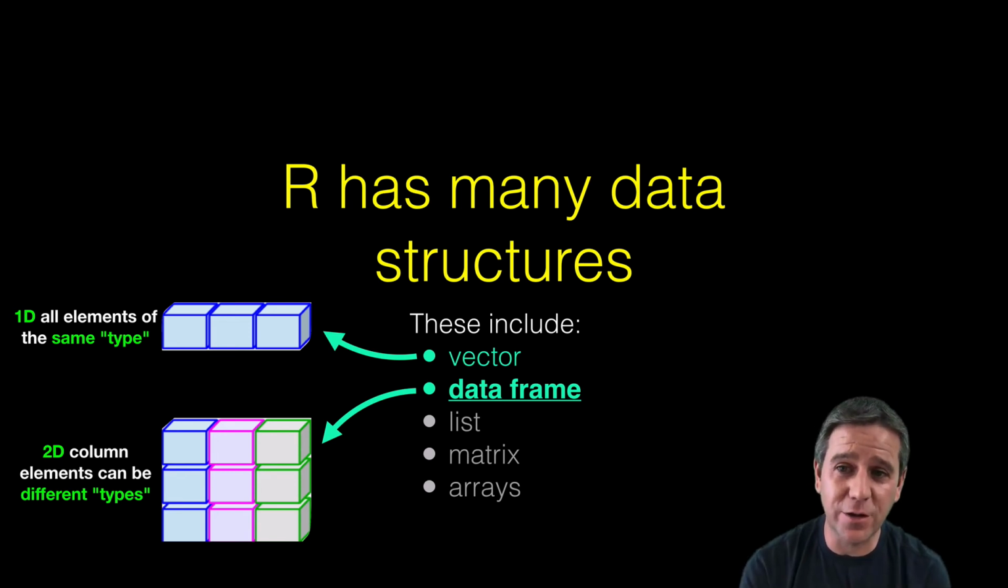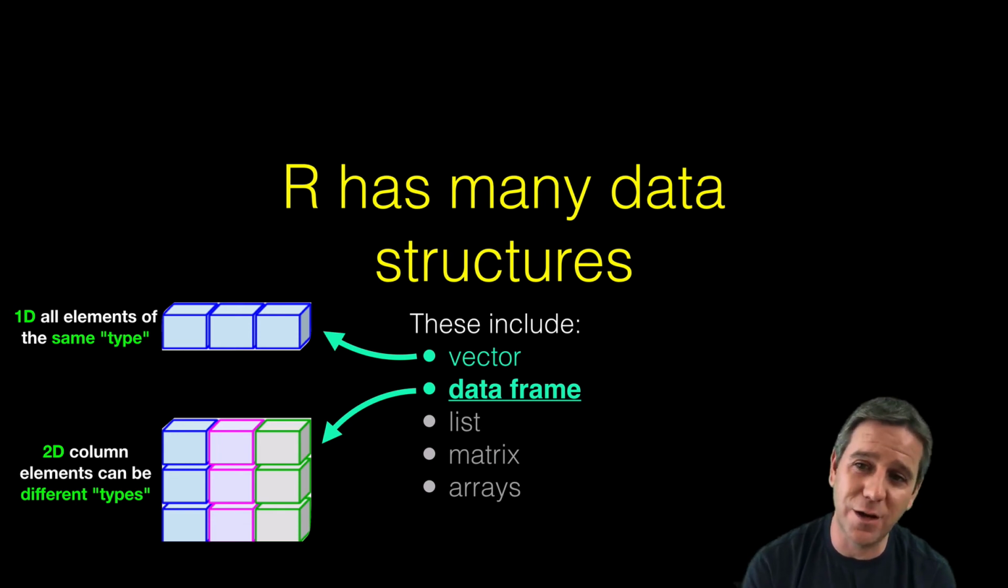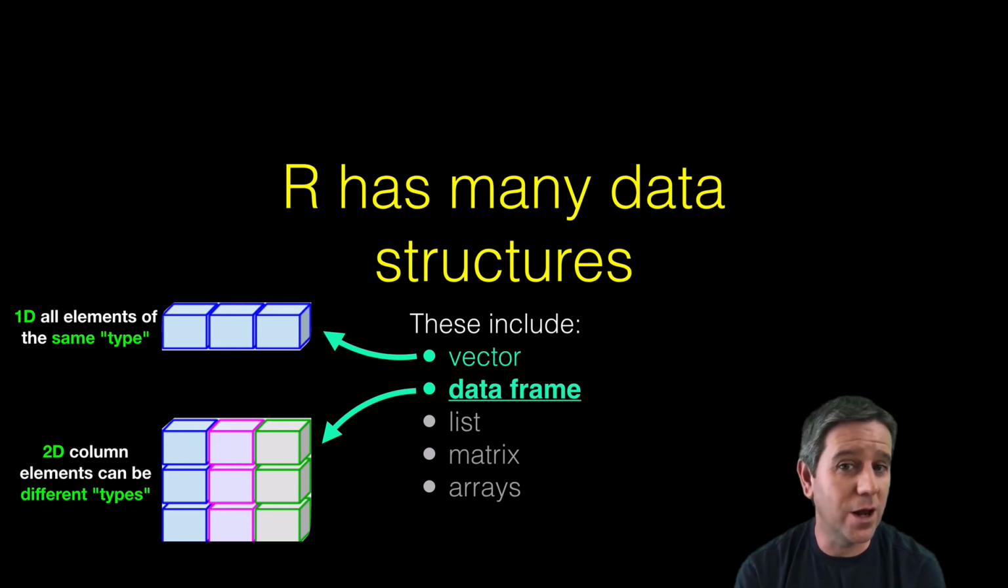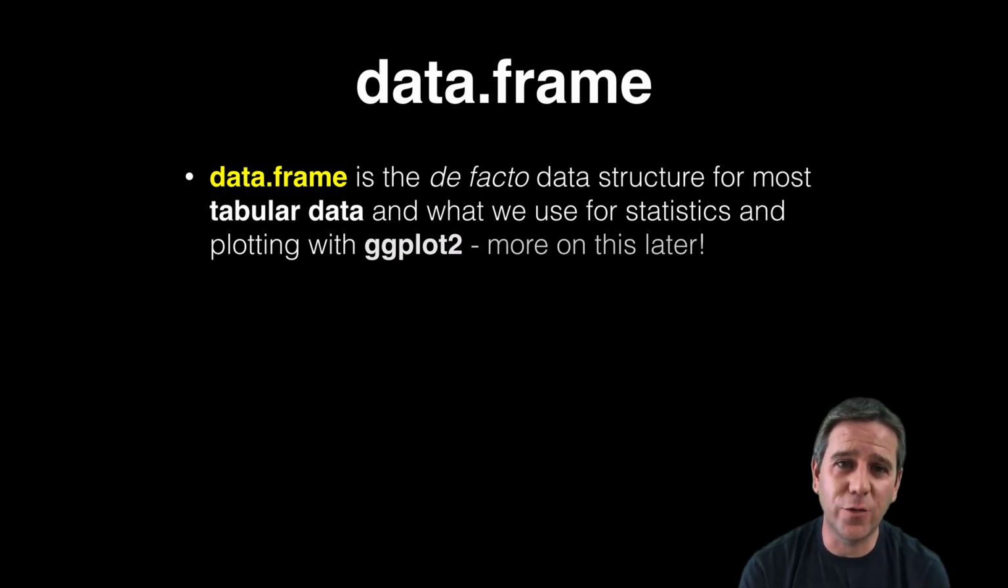You see, the elements are the same color. Data frames are tabular. They have rows and columns, and the columns can have different data types in them. So one column could be numbers, one column could be characters, another could be logicals, for example. Data frames are the de facto data structure for most tabular data in R. They're what we use for doing most statistical analysis, and also what we use whenever we do plotting with packages like ggplot2, for example.